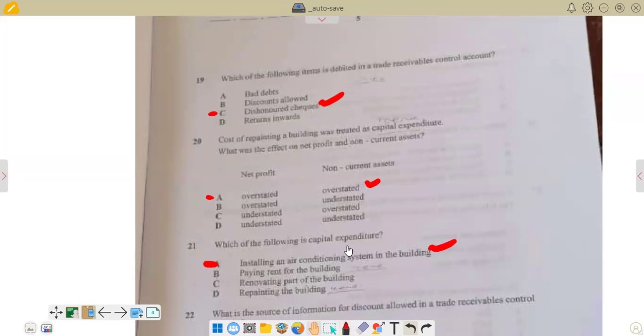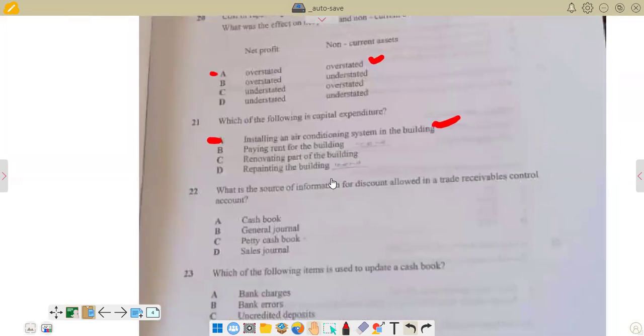We can as well move on to the next question, which is now number 22. What is the source of information for discount allowed in the trade receivables control account? You see that the information for discount allowed, obviously, we get it from the cash book. So our cash book is the most appropriate answer that we have there.